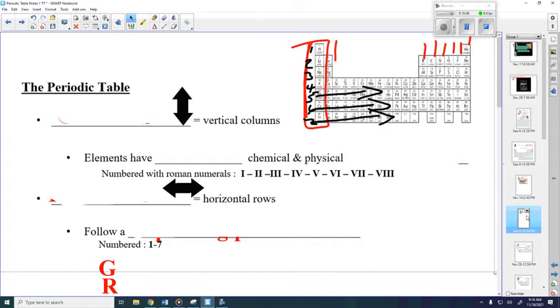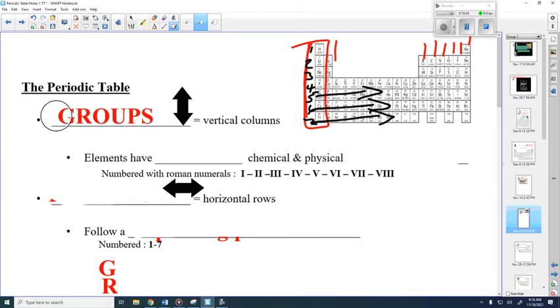So let's talk about what these different rows and columns mean. A column going up and down, a vertical column, is a group. Elements that are in the same group have really similar properties. You can kind of think of them as siblings.